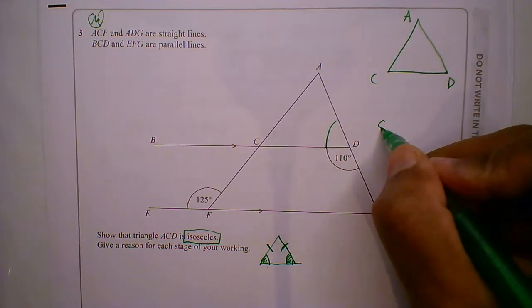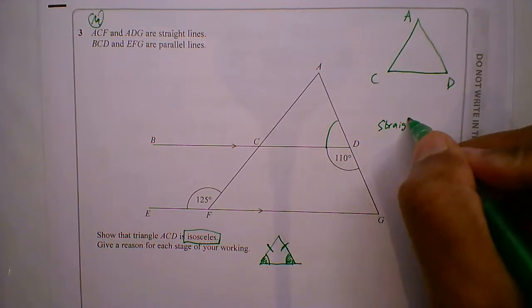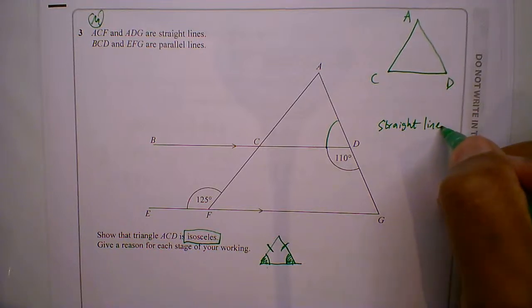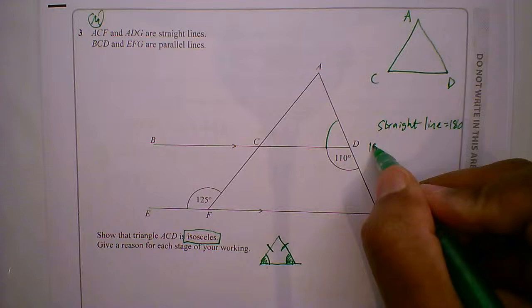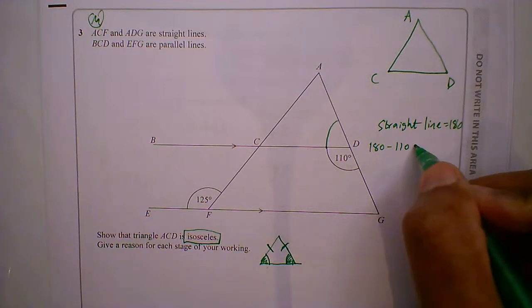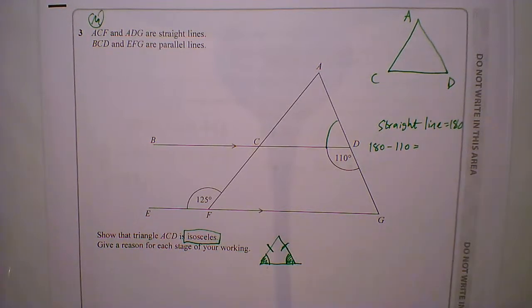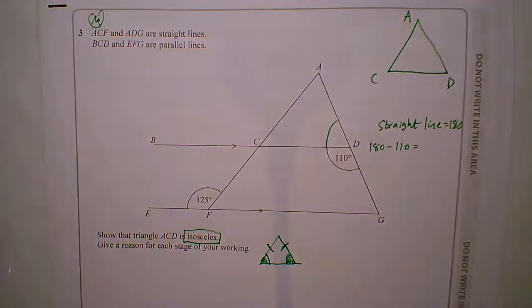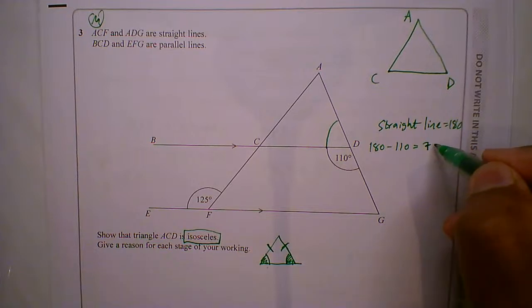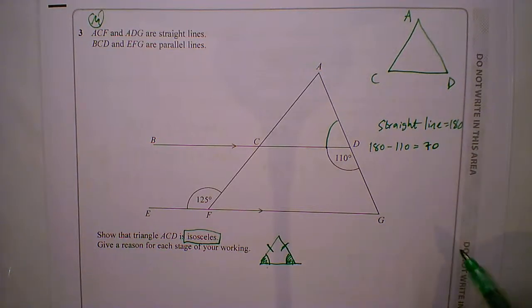So a straight line equals 180 degrees. So that's my reasoning. This means that angle must be 180 take away 110. It's a calculator paper, so let's use our calculator. 180 take away 110 is 70. You don't need a calculator for that, but I'm just reminding you it's a paper 3.